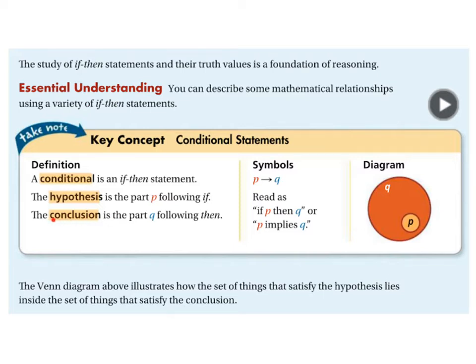The conclusion, and they also say P implies Q. Knowing P implies that we also know Q. P is contained within Q, so if you know you're in P, or if you know that this is true or you're here, you're also here. And that conclusion is the then part of this. Okay. Again, this Venn diagram illustrates how the set of things that satisfy the hypothesis lies inside the set of things that satisfy the conclusion. If we know this, then we know this.